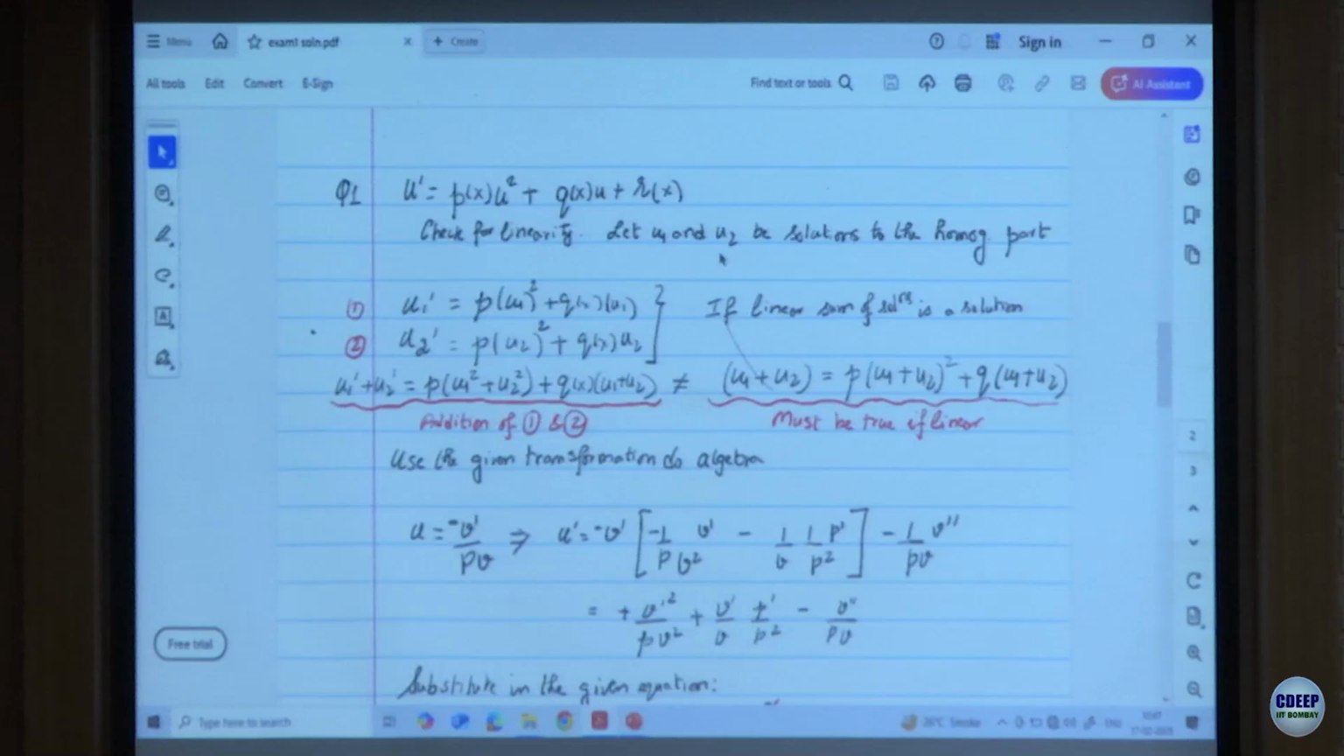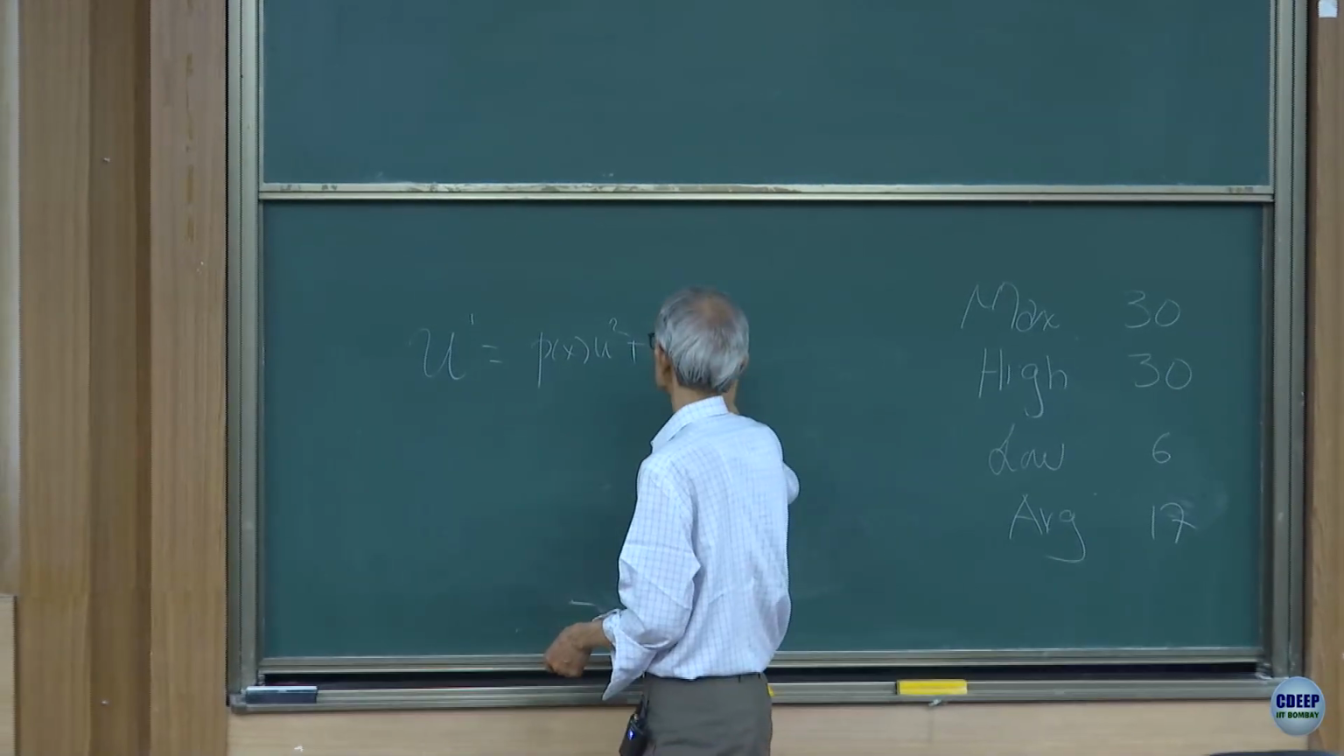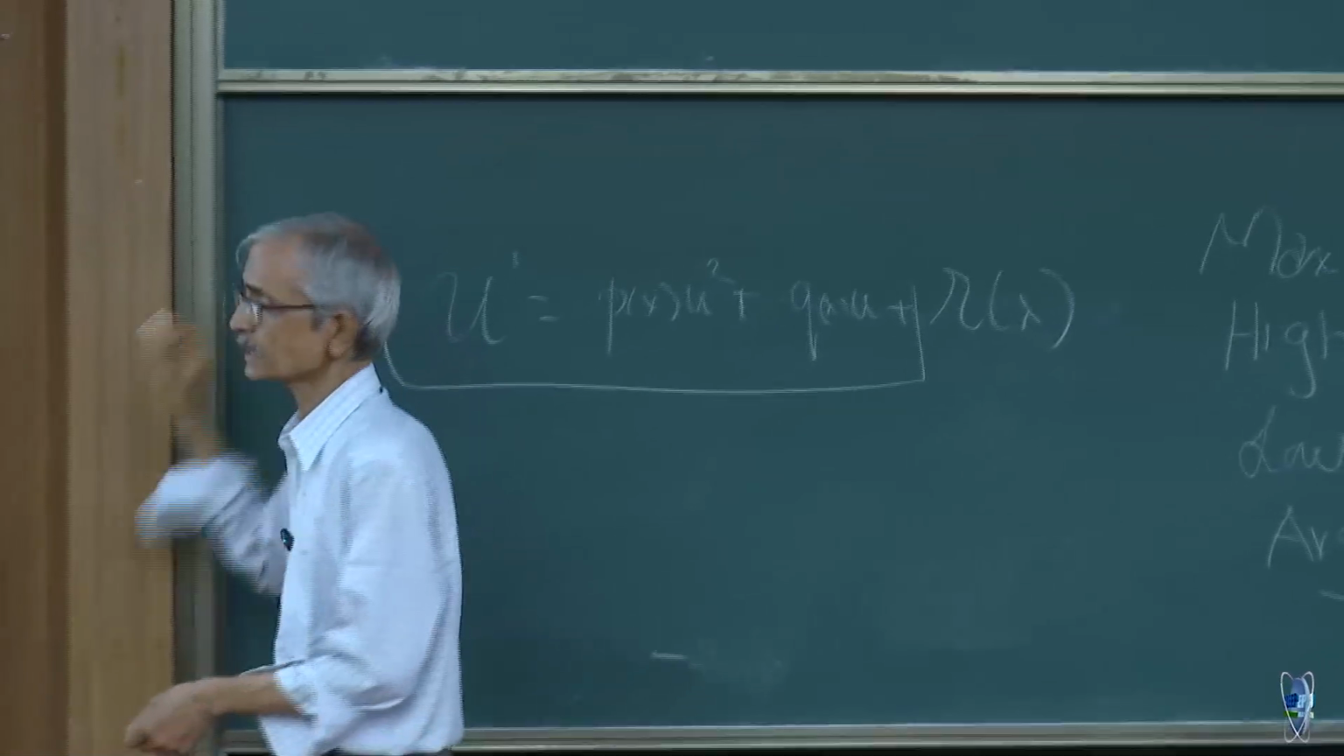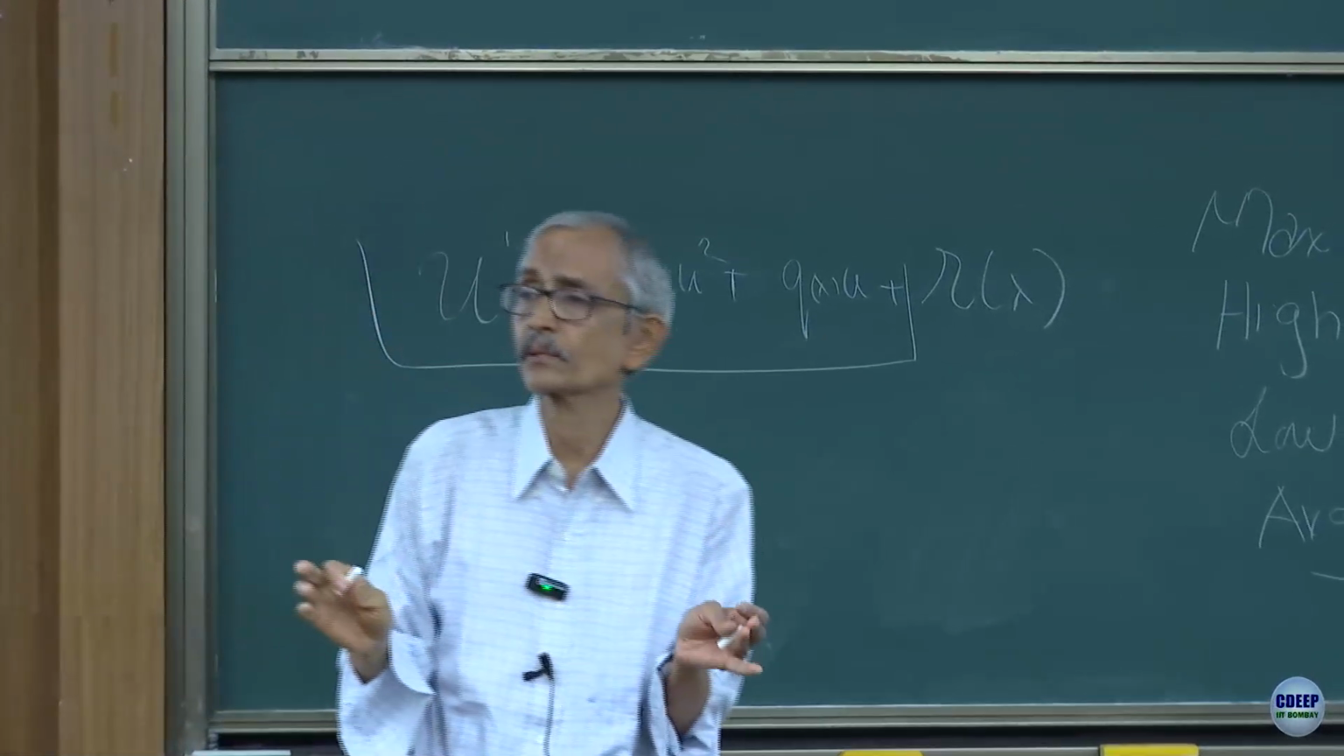u prime equal to p of x u square plus q of x u plus r of x. Check for linearity. That was the first question that was asked. One thing that you need to understand is that when you have this type of thing, u prime equal to p(x) u square plus q(x) u plus r of x, when you are looking for linearity, you are only looking at that part. You are not looking at the non-homogeneous part.